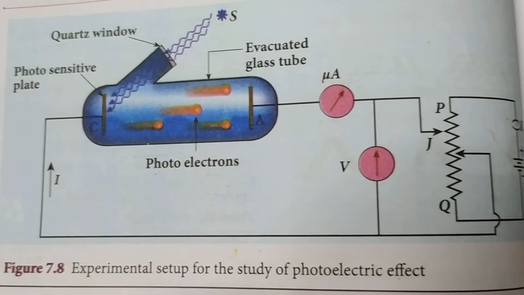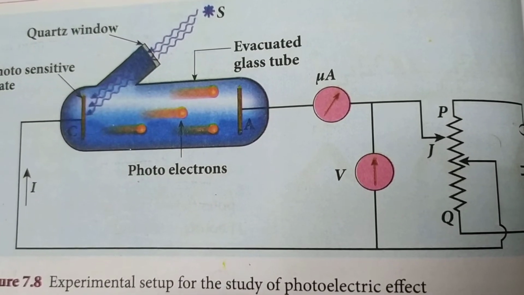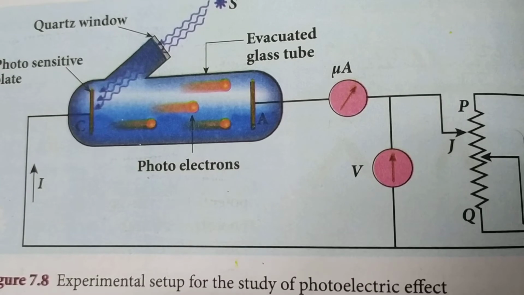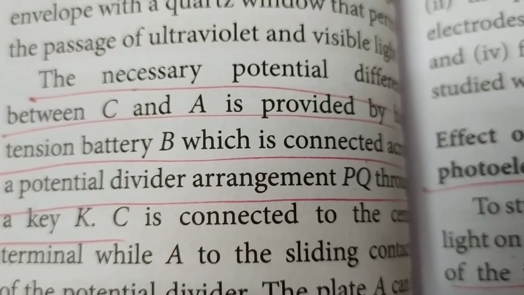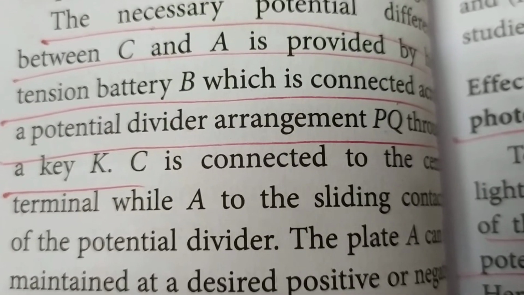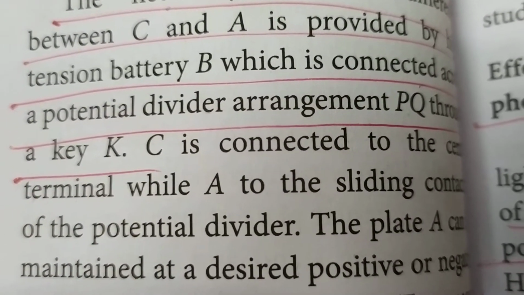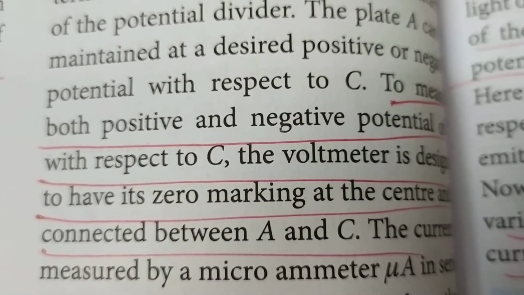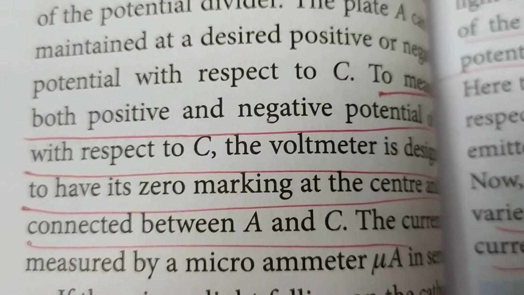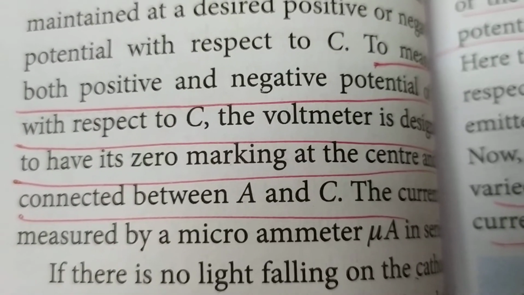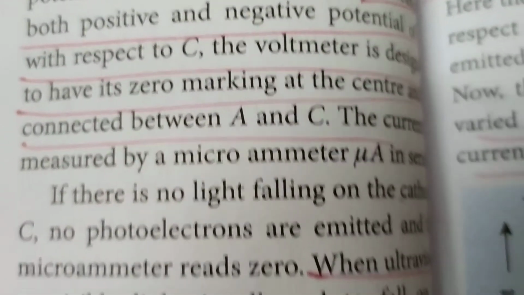So this is an experimental setup, and when ultraviolet radiation falls on this zinc or any plate through the quartz window, the electrons are ejected. Here the necessary potential difference between C and A is provided by the high tension battery B, which is connected to the potential divider arrangement PQ through a key K. And so you can give any positive or negative potential to A, which the voltmeter shows; it has a 0 marking initially, and can measure whether the potential is positive or negative.